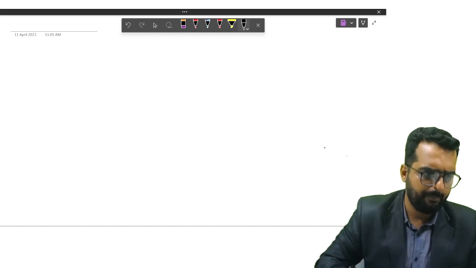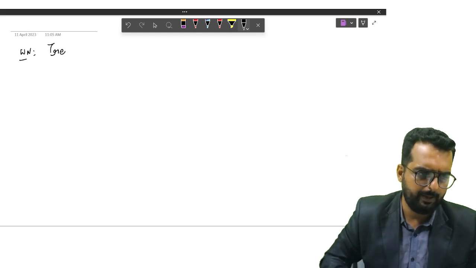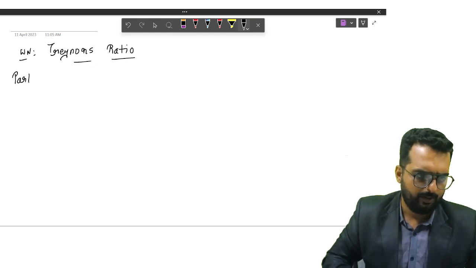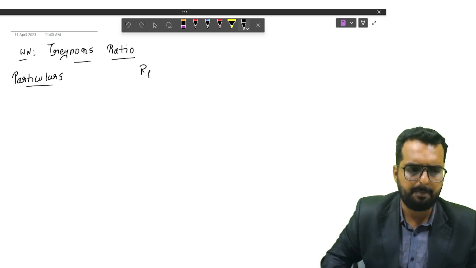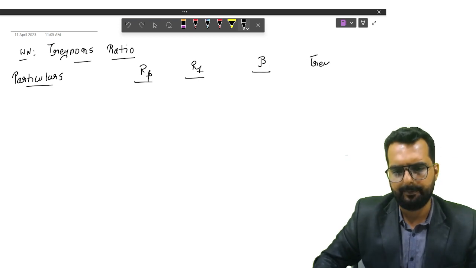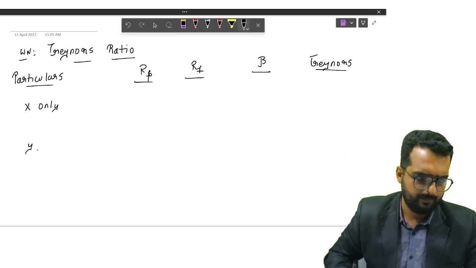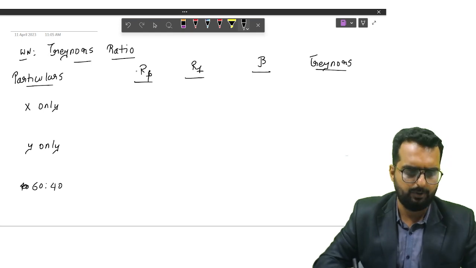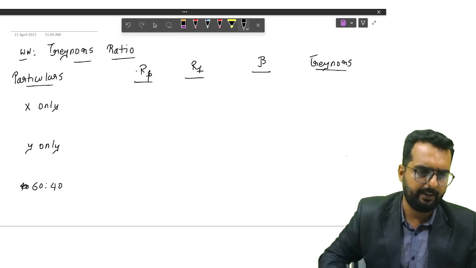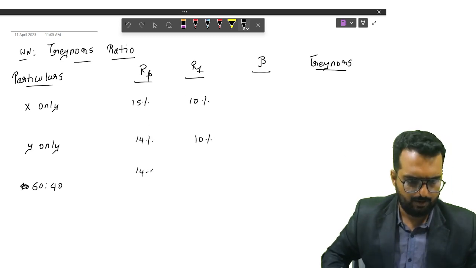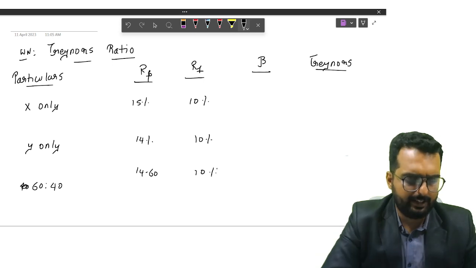Shall we do Treynor's ratio now? Next working note heading would be Treynor's ratio. The formula for Treynor's ratio is Rp minus Rf divided by beta. Okay, so I'll write down X only, then you have Y only, then you have 60:40 ratio. So the Rp, Rf will be the same, 15, 10, 14, 10, 14.6 and 10. Only thing that will change will be the beta.